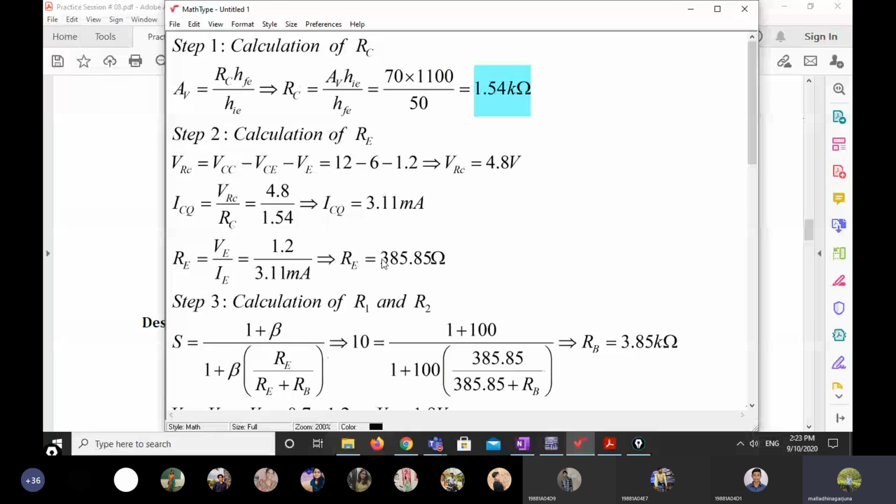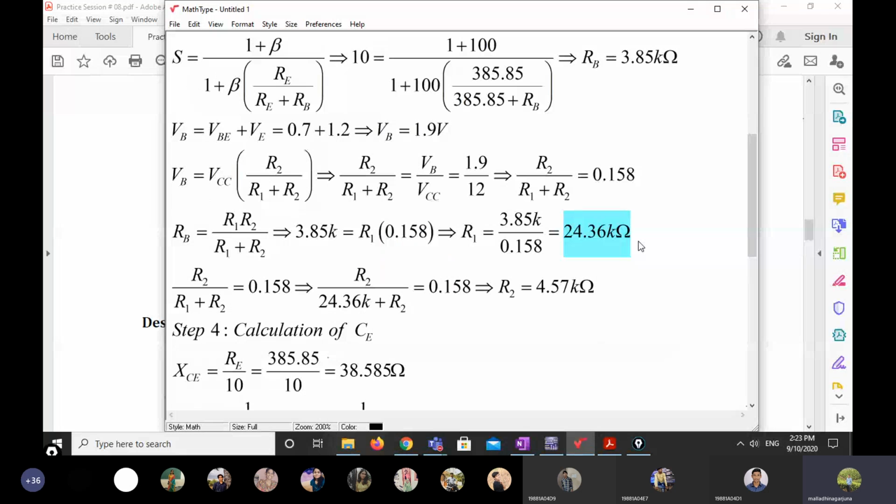So for the RE resistor, in the place of this, you can take 330 ohms or 470 ohms, practical on a breadboard if you want to do the hardware. And in place of this 24.36 kilo ohm resistor, 27K is available, or 22K. Both 22 or 27 you can take.